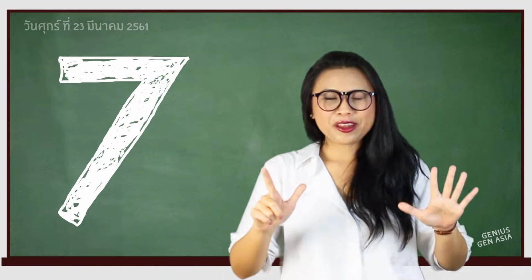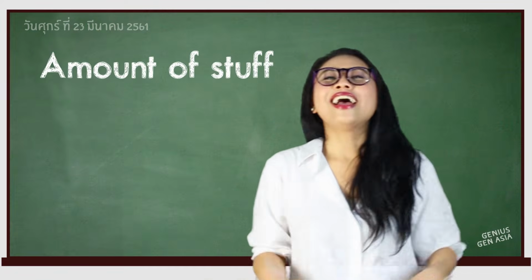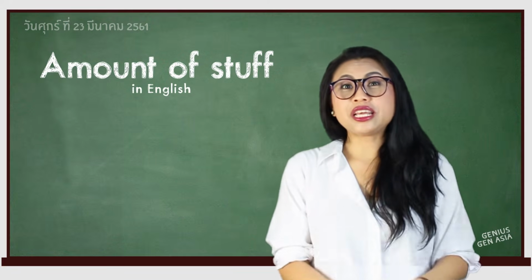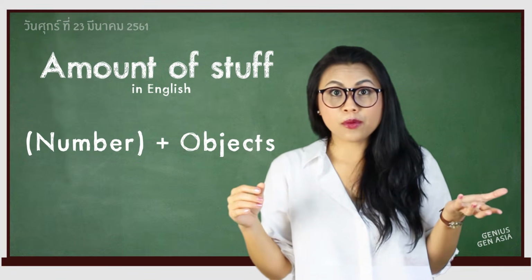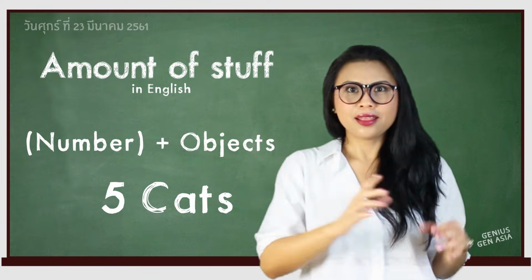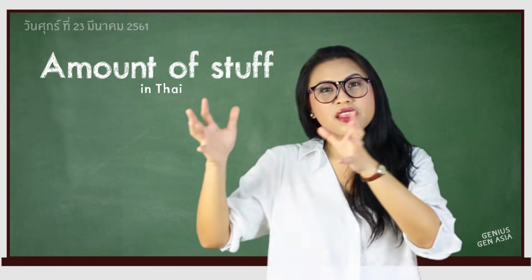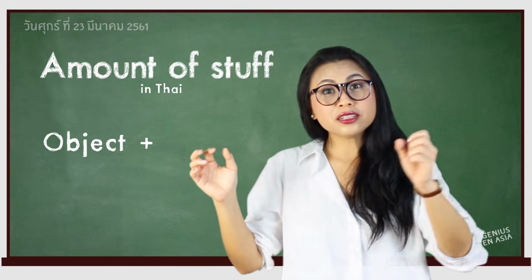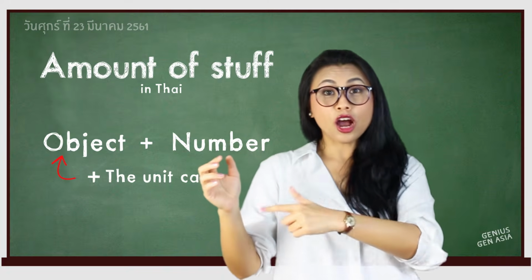Number 7, when you are going to say the amount of the stuff, in English, you would just say the number first and then followed by the objects. For example, 2 cars, 5 cats. That's easy. But in Thai language, we are going to say the object first and then the number and then the unit that we use to call that object.